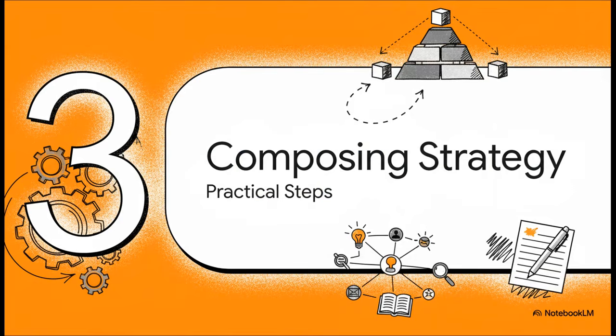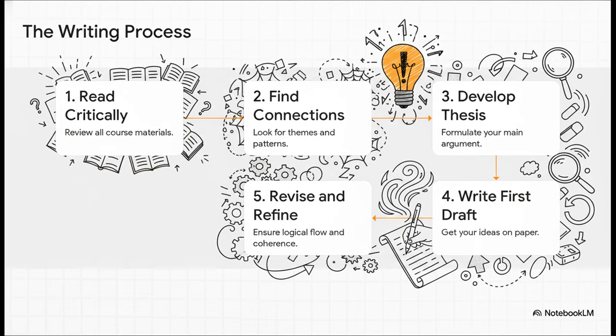Okay, section 3, time to get practical. Let's talk about the actual actionable steps you can take to write a really great paper. You know, writing isn't magic. It's a process, and this is a process that works. You start by reading everything again, but this time with a critical eye. As you do that, you're actively hunting for those connections. Once you find them, you can build your main point, your thesis. From there, you write the first draft, and then you revise to make sure it all flows perfectly.